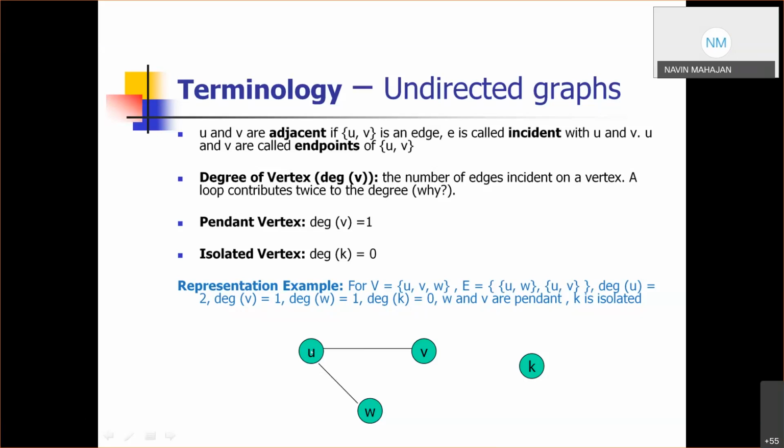Degree of U equal to 2 because there are two edges. One is U to V and the other is U to W. What about K? It is an isolated vertex. All isolated vertices will have degree of 0. Degree of vertex K is 0 because there is no edge which is going out or coming in to this particular vertex. Okay.